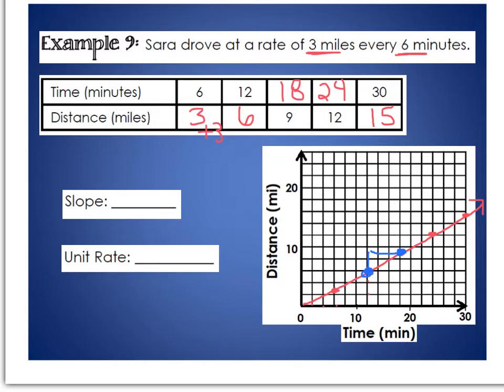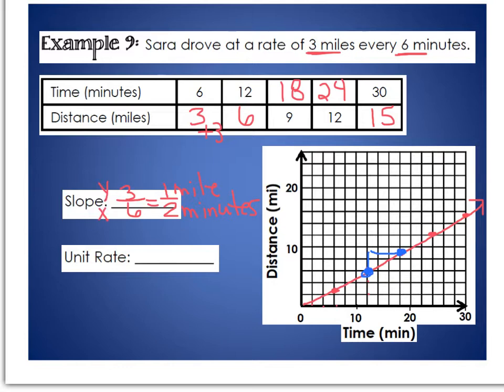So our slope then is 3/6, which reduces to 1/2. Okay, so then they want us to write that as a unit rate. Well, if we divide 1 by 2, okay, and we say 1/2, well, that is 1 mile every 2 minutes. Okay, because remember this is our y over our x.